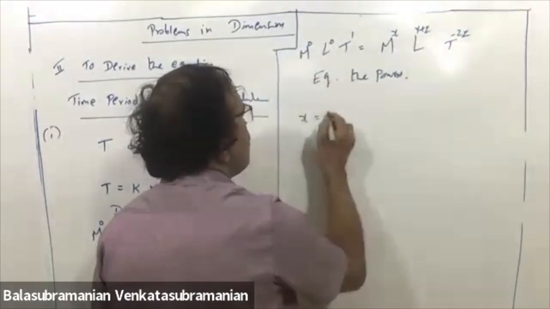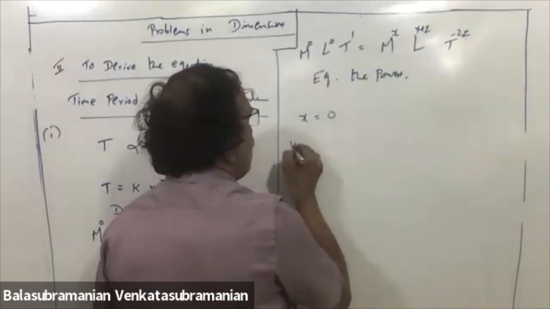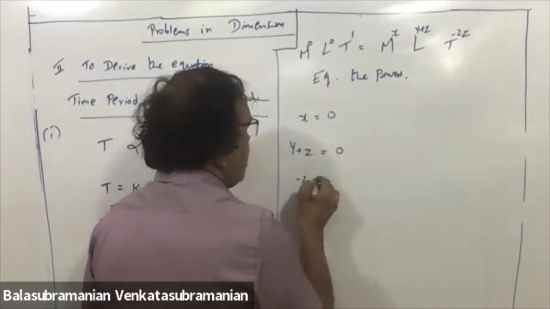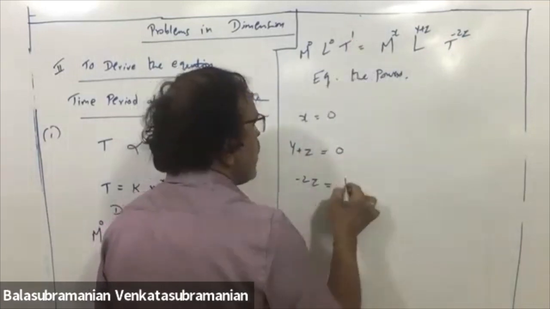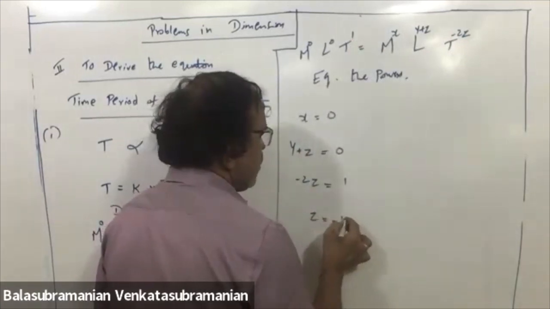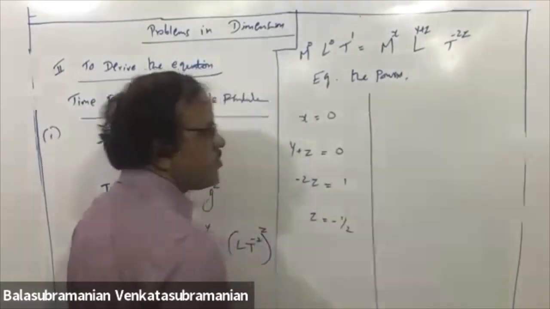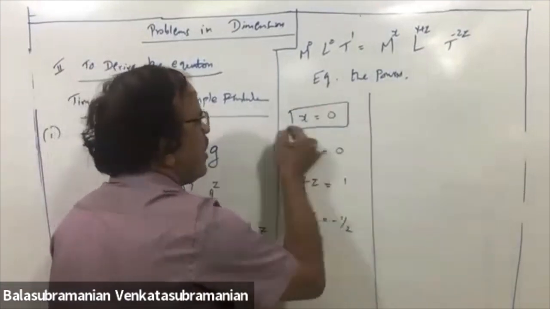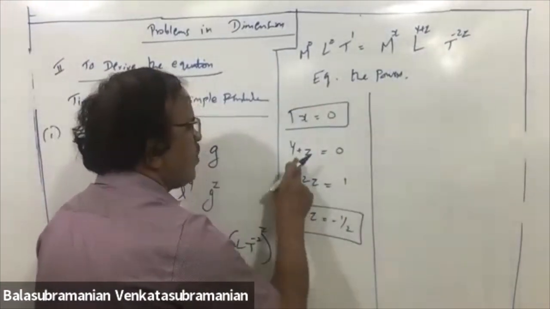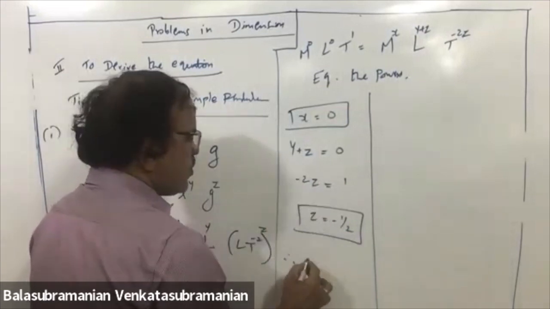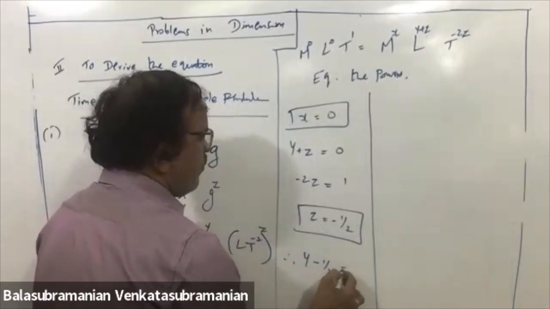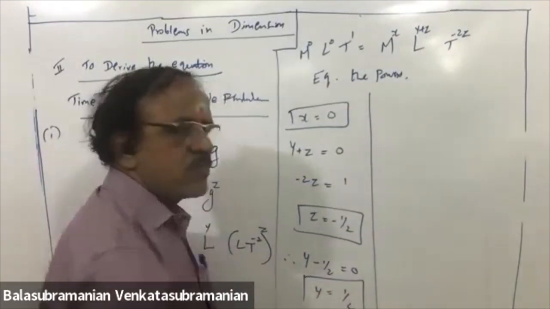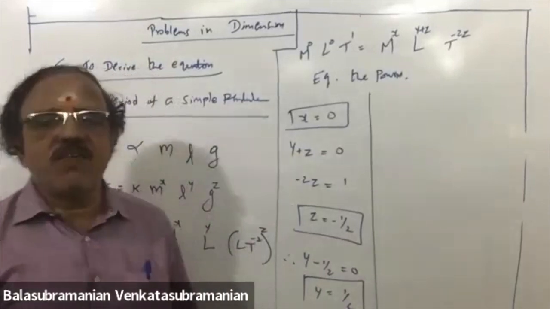X is equal to 0. Y plus Z is equal to 0. Minus 2Z is equal to 1. So Z is equal to minus half. When you say X is equal to 0 and Z is equal to minus half, what will happen here? Substitute Y minus half is equal to 0, Y is equal to half. So X, Y, Z we have calculated.